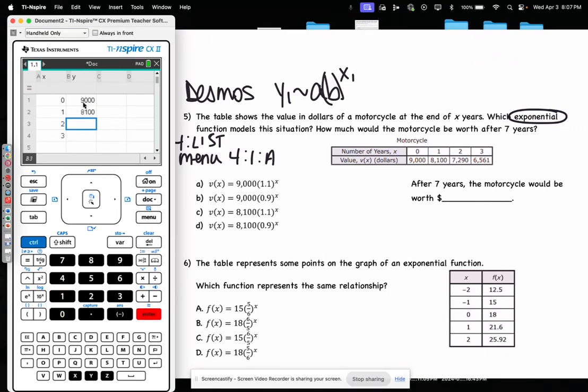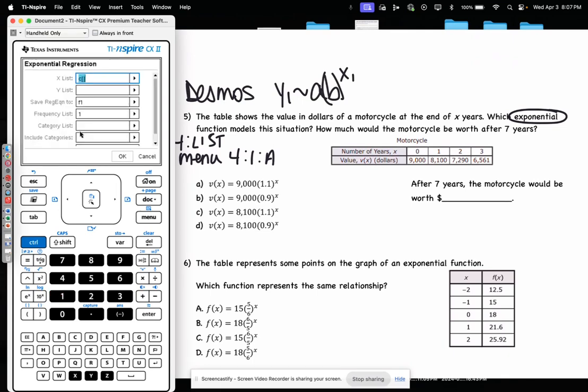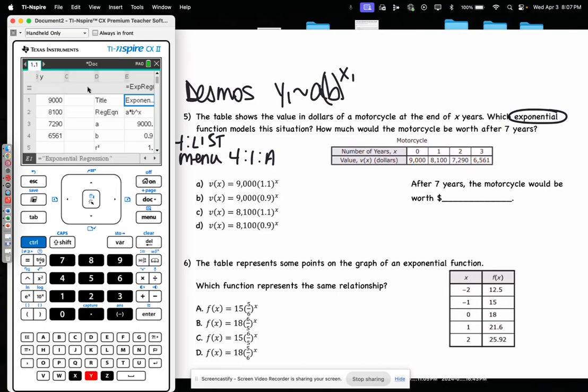Very important that you take your time typing those numbers in so that you don't mess up, because that will mess up your data. C1, menu, 4.1, and you can see A here is exponential, which is what we want. X and Y. Enter, enter. So this is going to give me my A and my B. My A is 9,000. My B is 0.9. So that is going to be answer B here.